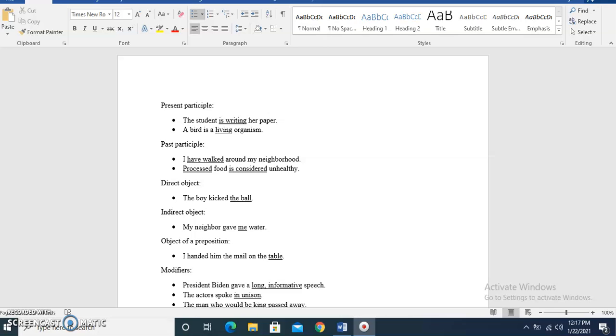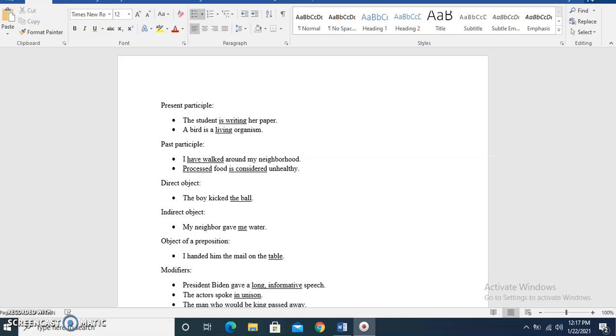So in the first example, I have walked around my neighborhood. I used that helping verb have and then added this ed to the word walk, right? So like the previous example, again, you might ask, why would I just not use walked? I walked around my neighborhood. When you add that have in there, it makes it sound like more of a continual thing. Like I didn't just walk once around my neighborhood. This is an ongoing thing that I've done, right?